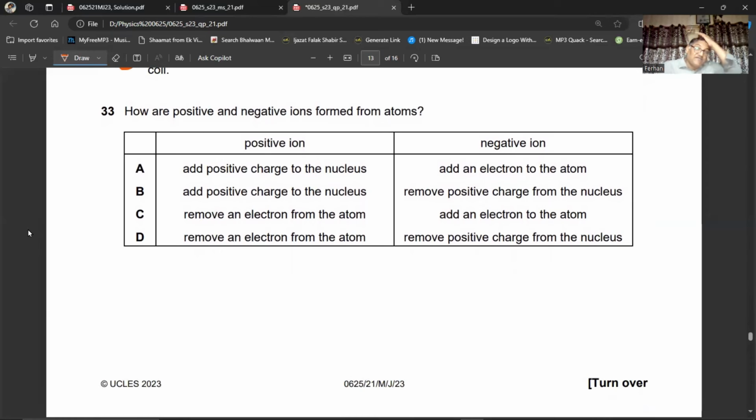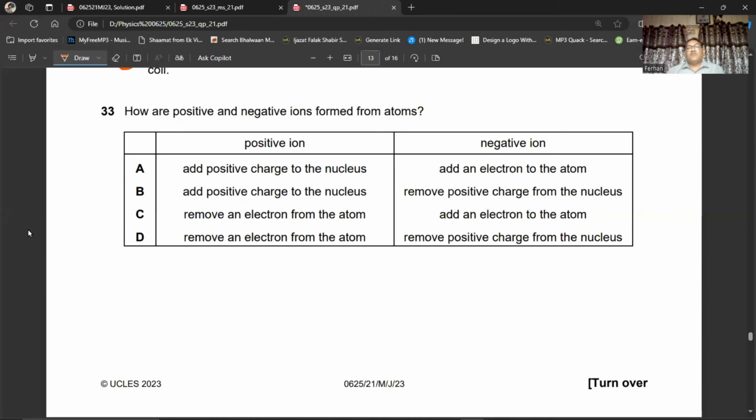How are positive and negative ions formed from atoms? If an atom loses electrons, it will become a positive ion. And if it gains electrons, it becomes a negative ion.